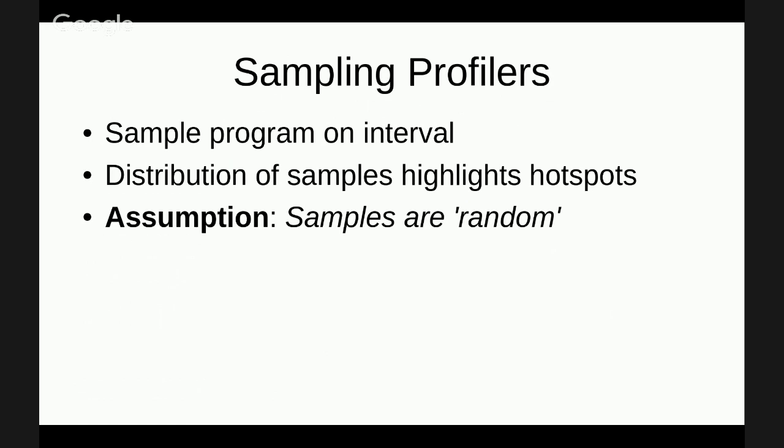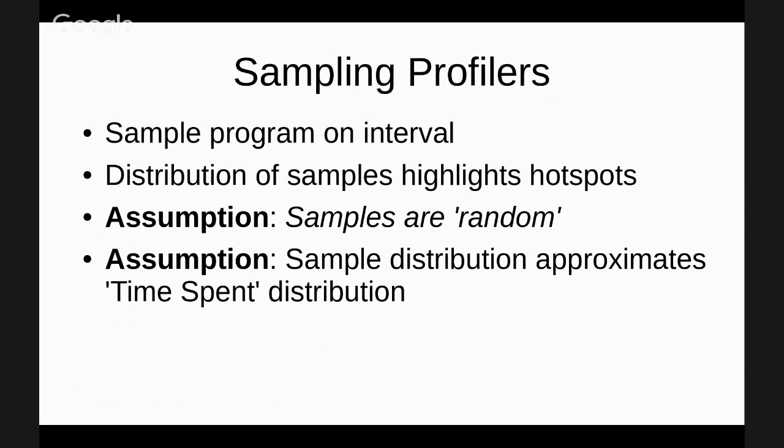There's two underlying assumptions. One is that the samples are random, and I don't mean they happen randomly, but from the application's point of view, that they're arbitrary. They happen every once in a while, and they don't just happen when something special happens. And the other thing is that we assume that the sample distribution will approximate something like the time spent in the application distribution. So if we look at the samples, they'll tend to collect where we spend a lot of time, which is why I was saying the inefficient code is a good match for sampling profilers, because you'll be spending time in that inefficient code.